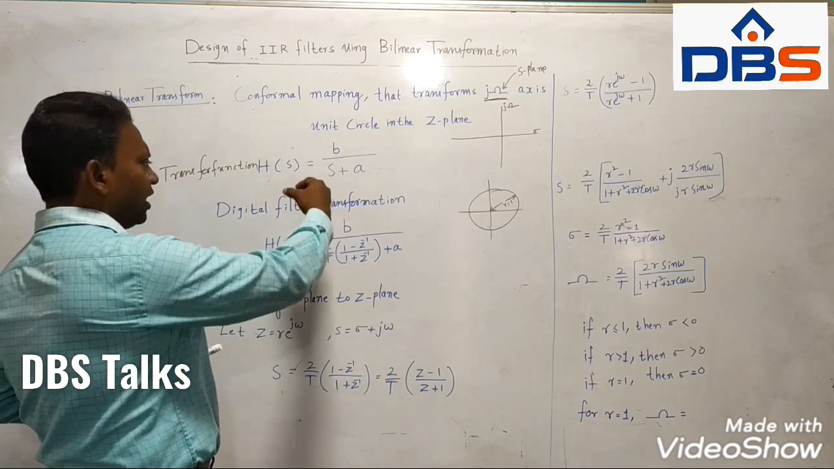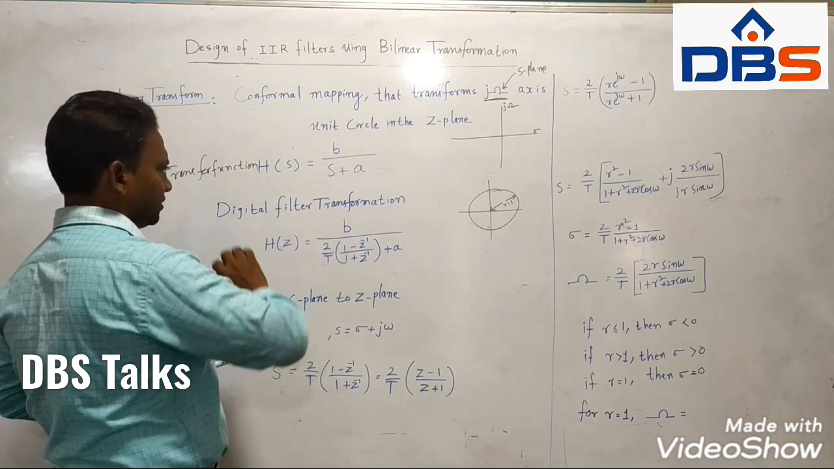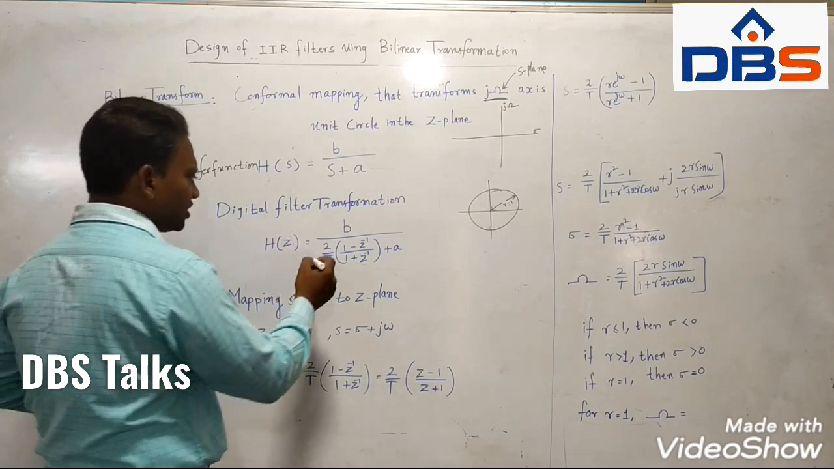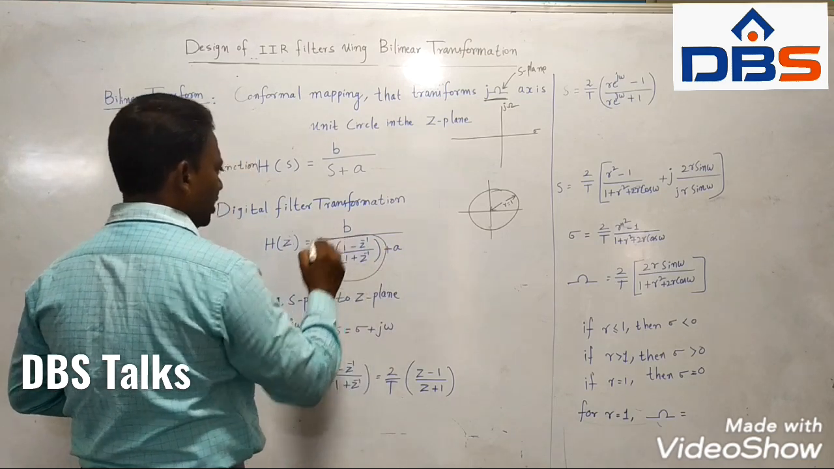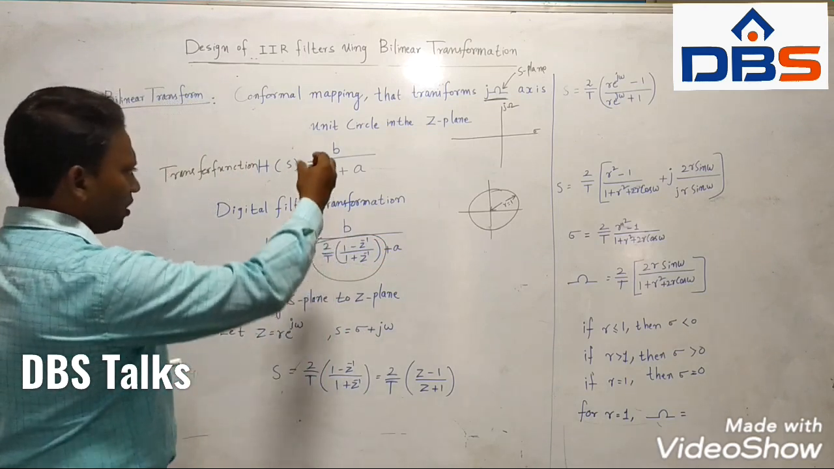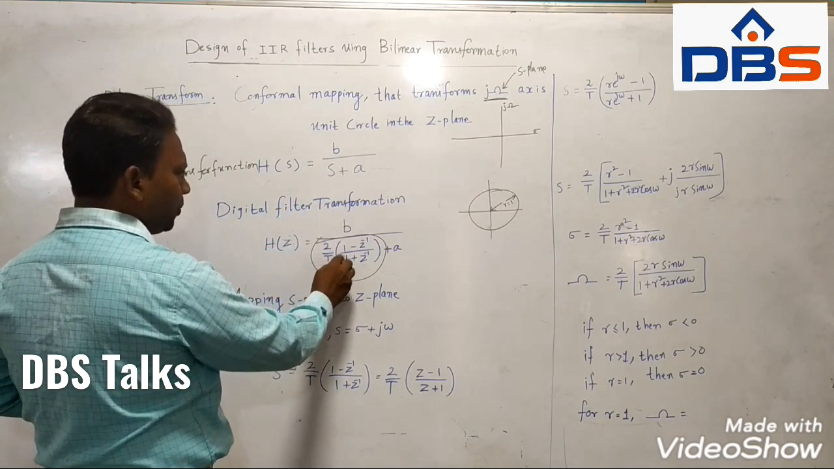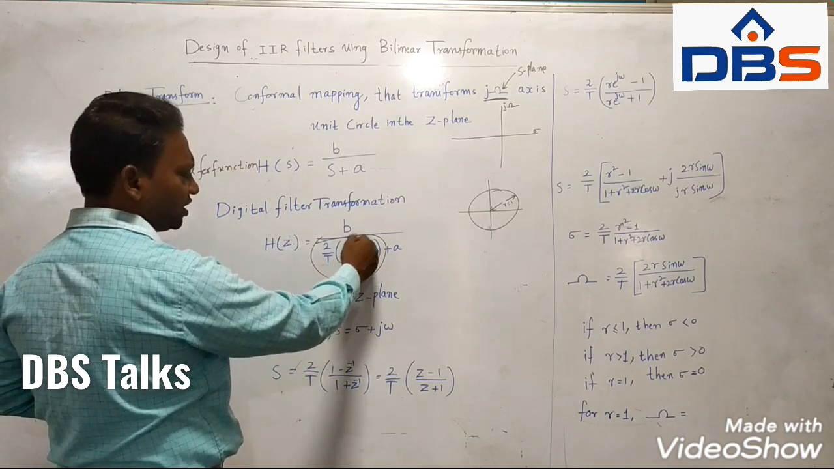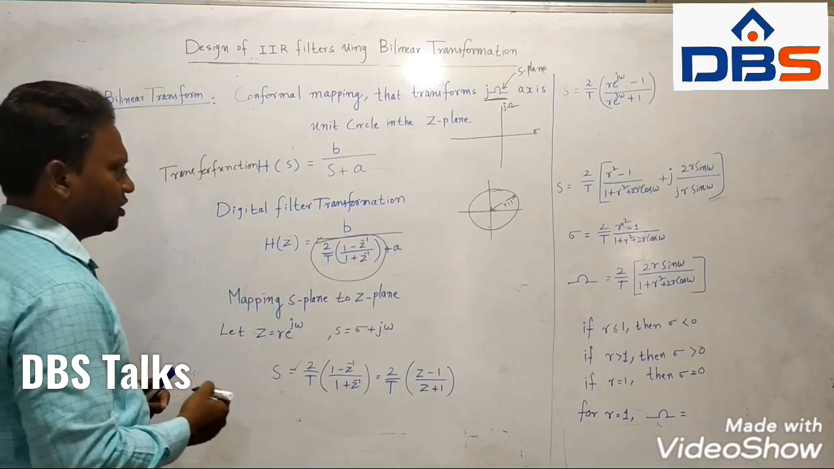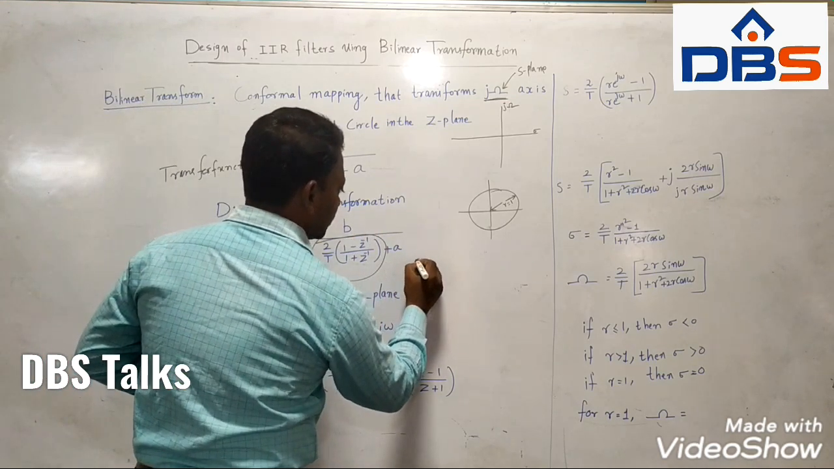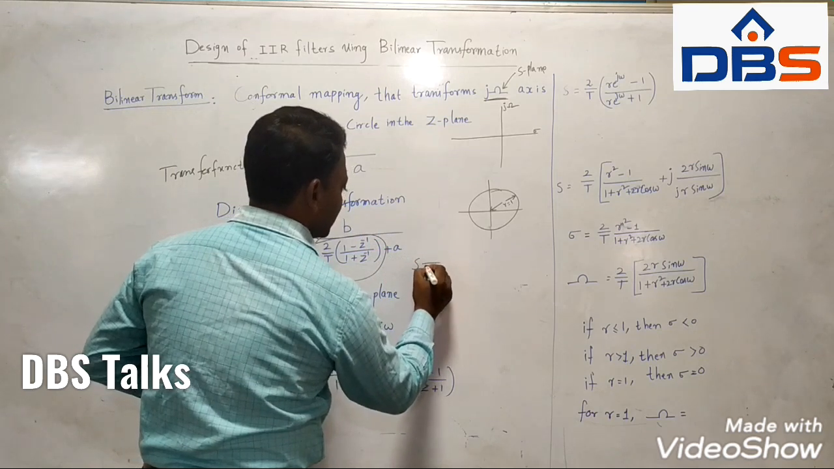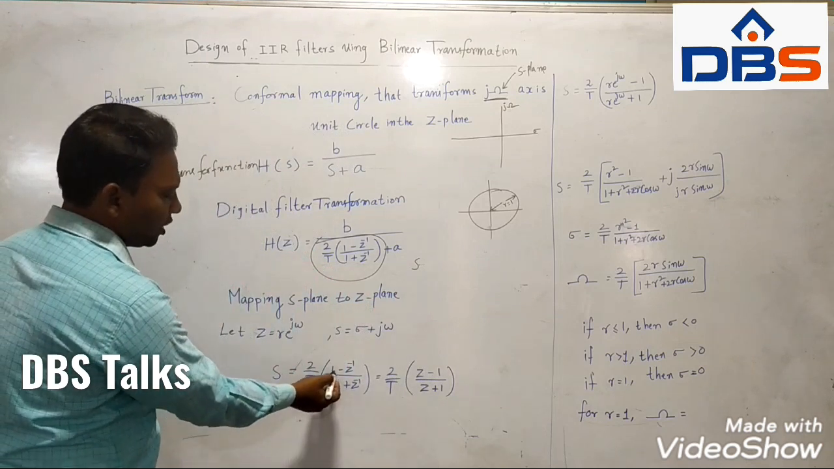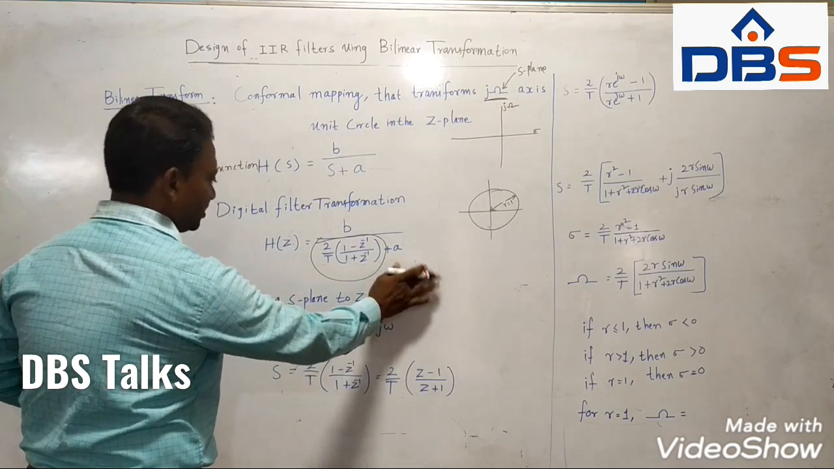Now, the equivalent digital filter transfer function is given by this. Okay, in the place of s we write z. But here you see this is an important point. So now this s is replaced by 2 by T times 1 minus z inverse divided by 1 plus z inverse. So therefore, s is equal to 2 by T, 1 minus z inverse by 1 plus z inverse.